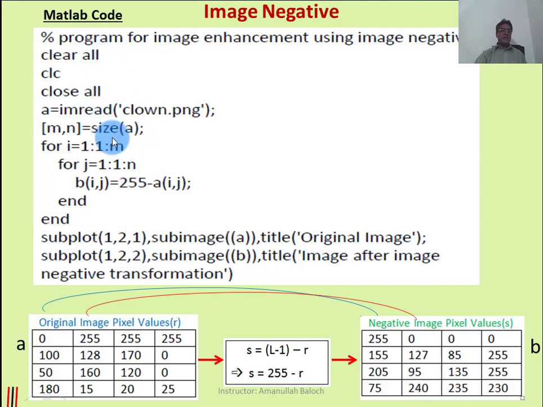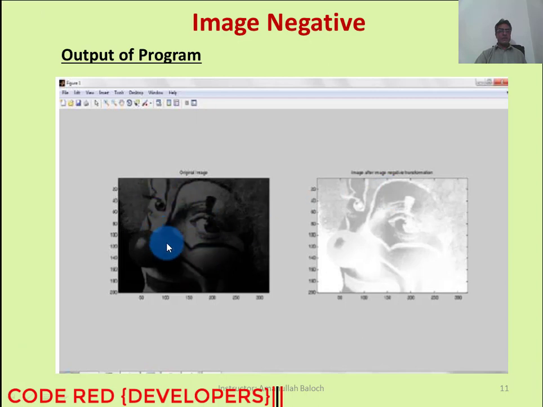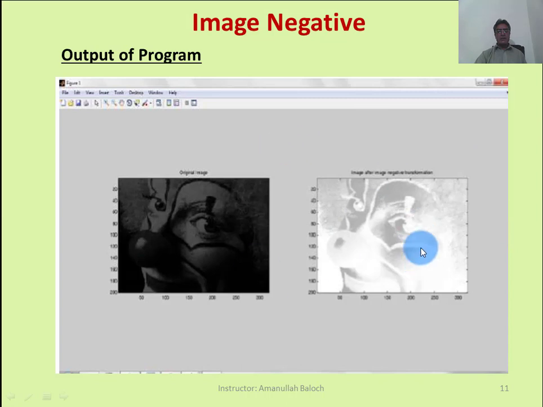When we run this program, the computer will display this output. This is the original image. This is a 1 row and 2 column subplot grid, and in the first location the computer displayed the original image, and this is the title of the original image. The computer displayed the title, and this is the negative image, and this is the title, image negative transformation. You may see it here.